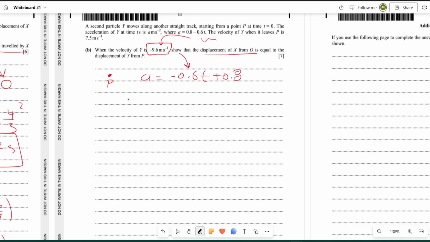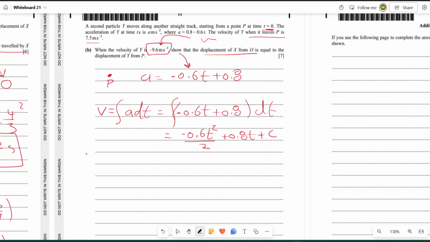So let's start by first getting a velocity expression for y. Velocity is the integration of acceleration with respect to t, so it's equal to the integration of negative 0.6 t plus 0.8 dt. Integrating that gives negative 0.6 t squared over 2 plus 0.8 t plus the constant of integration. Now I know that the velocity of y when it leaves P is 7.5, and y leaves P at time t equals 0. So in other words, when time equals 0, the velocity was equal to 7.5. So I can use this information to find c.